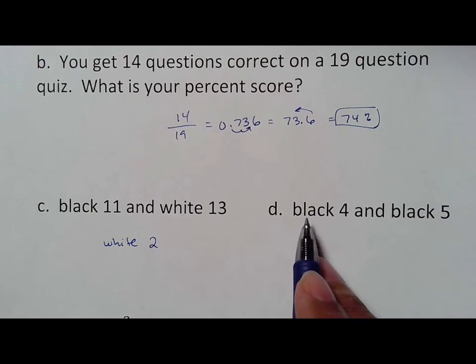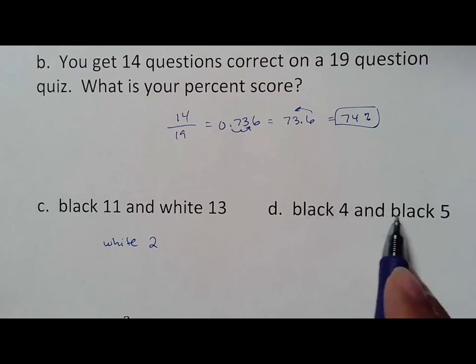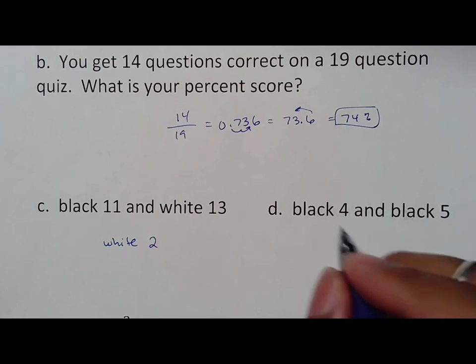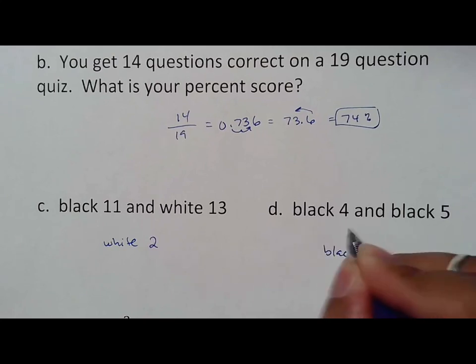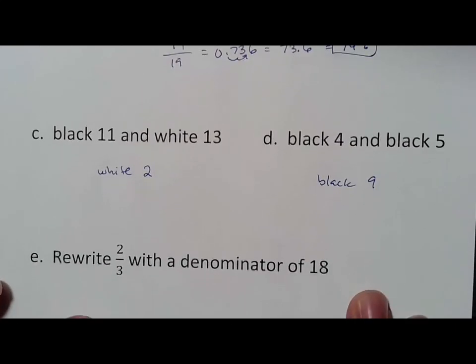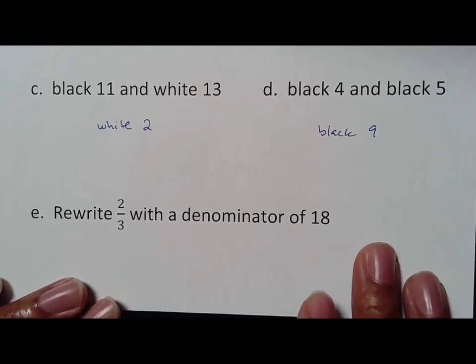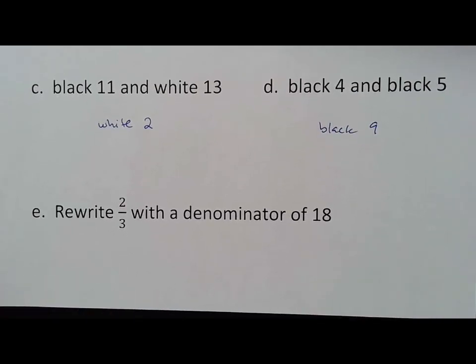In this case, if black 4 and black 5, you're pretty much asking yourself, how much did the black team score? Because they scored in both sets. So it looks to me like black scored a total of 9. And so you would type black 9. And again, if you're having issues with that, please ask, because you do have a quiz on this stuff tomorrow, or Friday at least, and you do want to make sure you're ready to go.